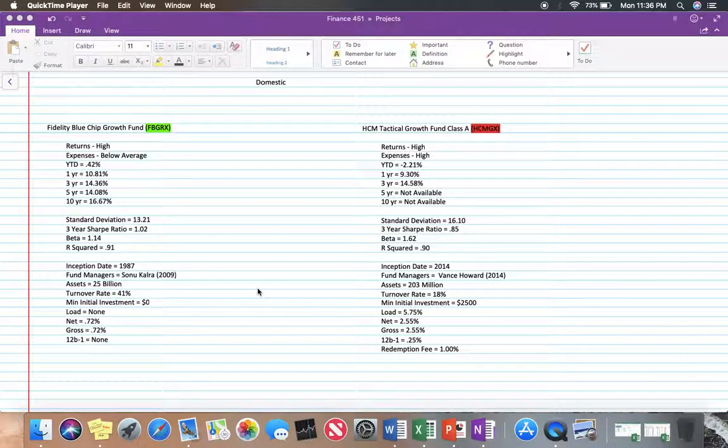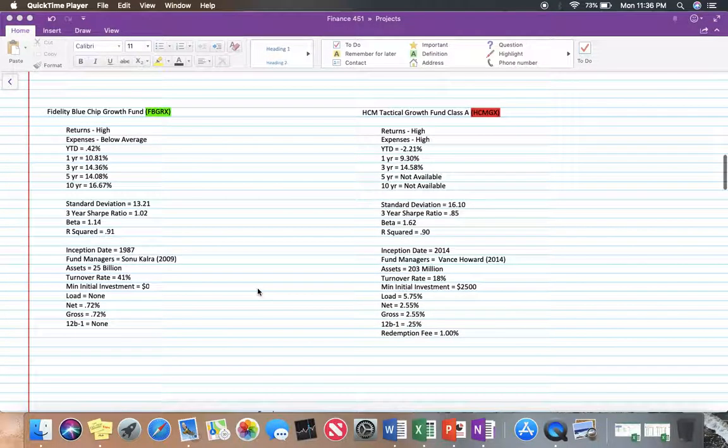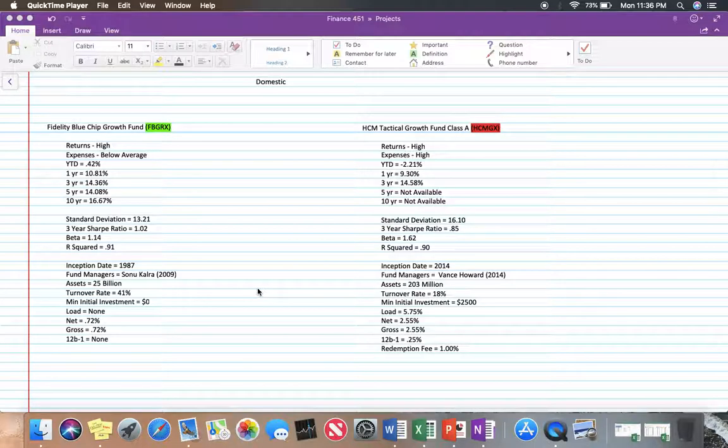They both have similar returns, but as you can see, the HCM Tactical 5-year and 10-year aren't available, which we'll get to later. Moving on to volatility measures, you can see the HCM Tactical is much larger when it comes to standard deviation, so it's a lot more volatile over time.